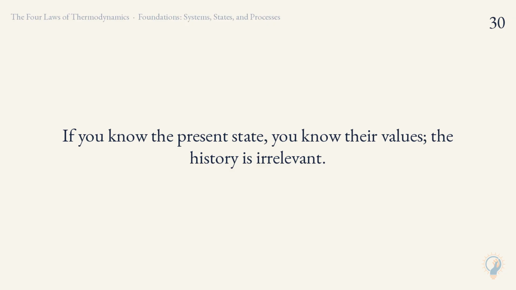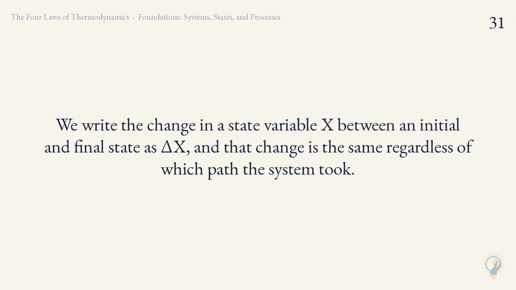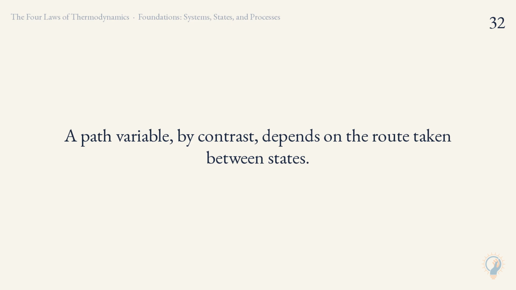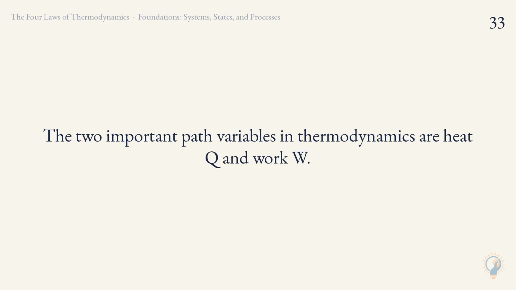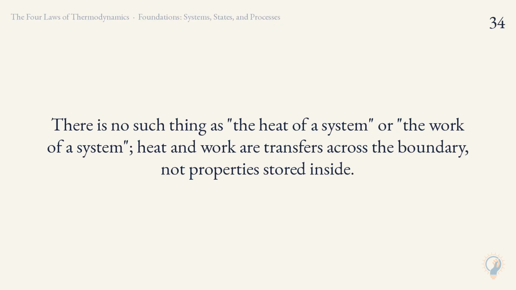The history is irrelevant. We write the change in a state variable x between an initial and final state as delta x, and that change is the same regardless of which path the system took. A path variable, by contrast, depends on the route taken between states. The 2 important path variables in thermodynamics are heat Q and work W. There is no such thing as the heat of a system or the work of a system. Heat and work are transfers across the boundary, not properties stored inside.